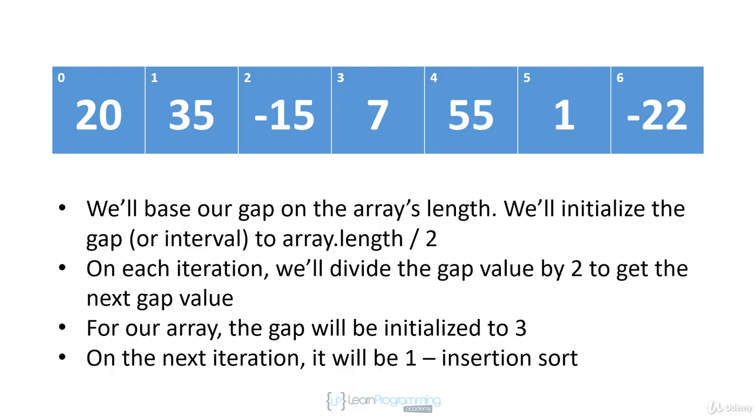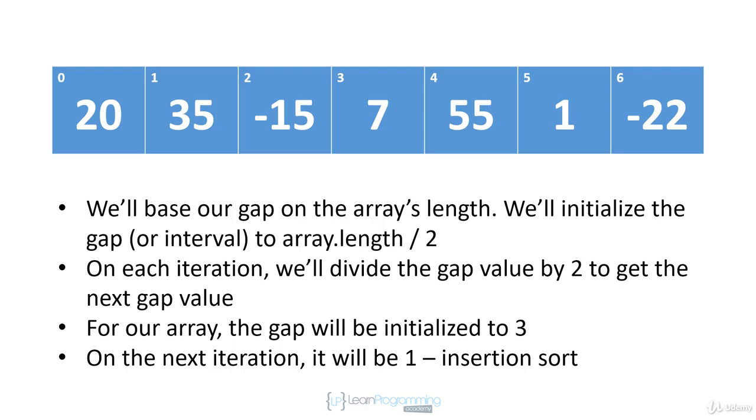So what we're going to do is base our gap on the array's length, and we're going to initialize the gap to array.length over 2. And then on each iteration, we're going to divide the gap value by 2 until we hit 1. Now, our array only has 7 elements in it, and so the first gap value is going to be 7 over 2, which is 3, and then the second gap value will be 3 over 2, which is 1. So we're actually only going to have 2 iterations for this array.